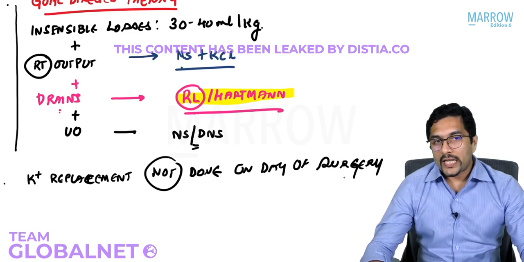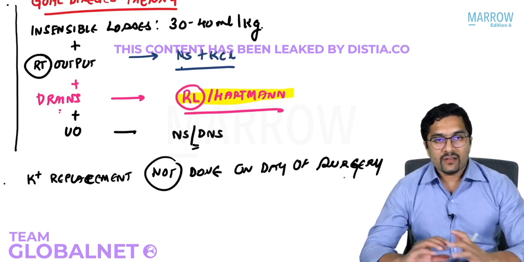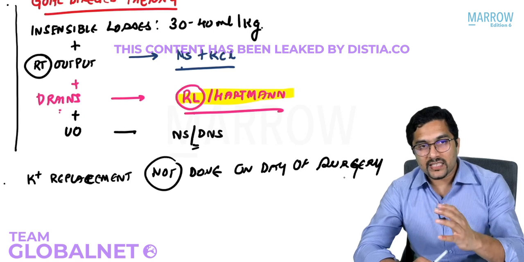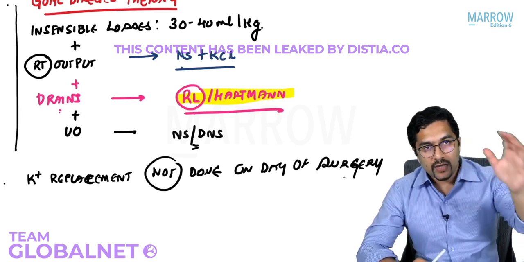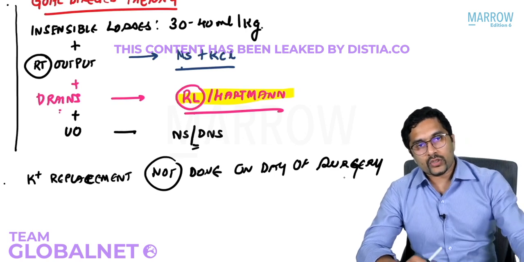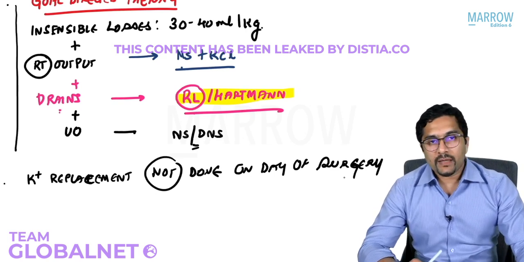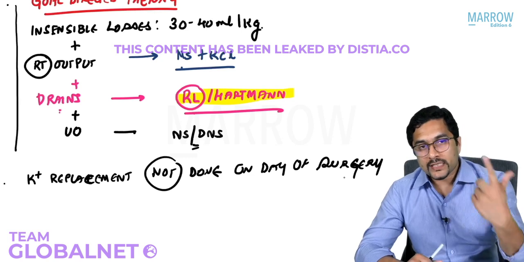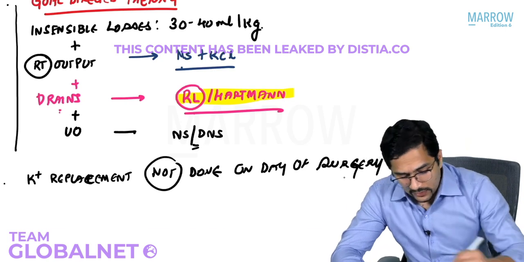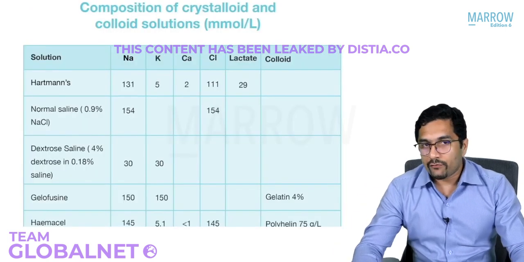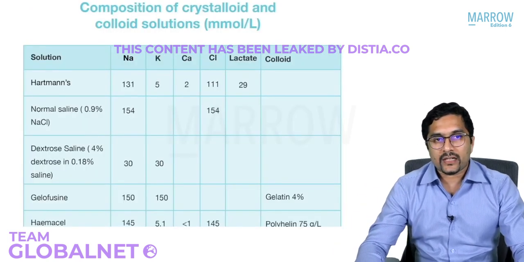Why? Because potassium is an intracellular ion, and when there is injury, when surgery is being done, trauma is there, potassium is going to come out. So potassium will, as it is, be raised on post-operative day 0. So we don't replace potassium on day 0. We'll start replacement from the next day. Now this replacement I told you is done using fluids. So you can have crystalloids and colloids.